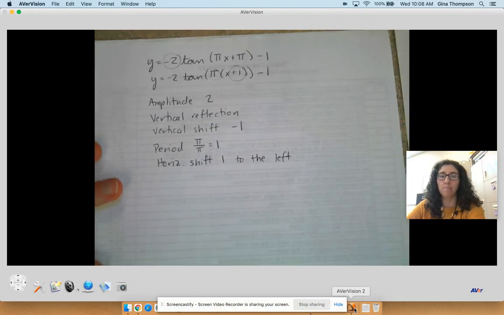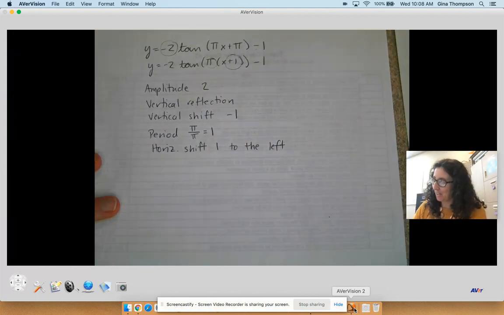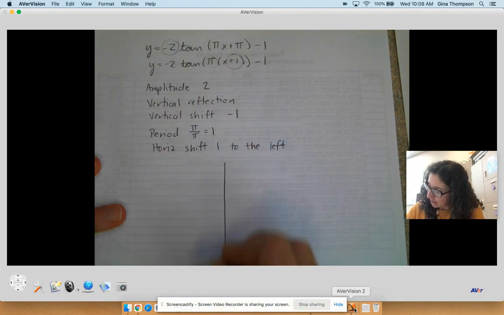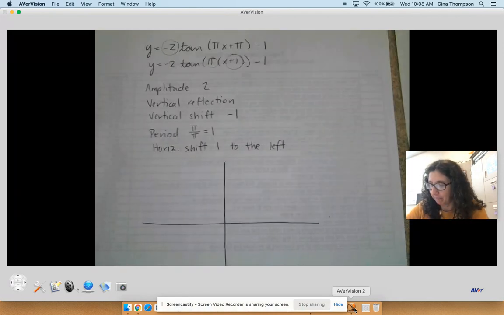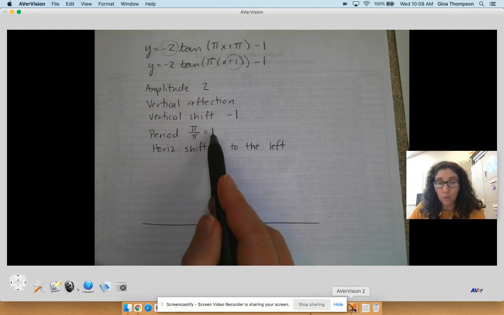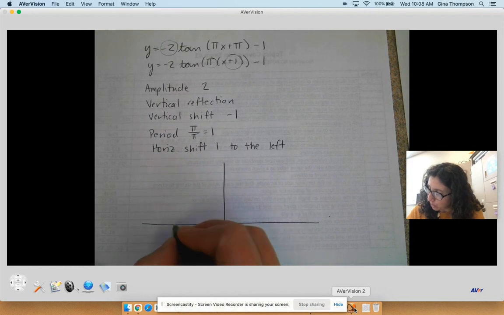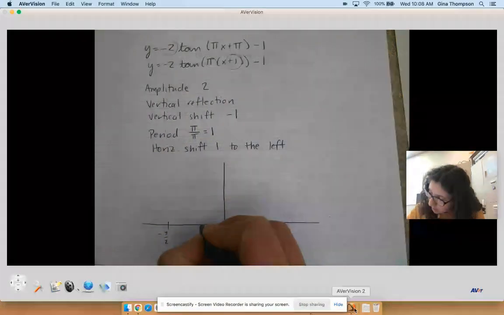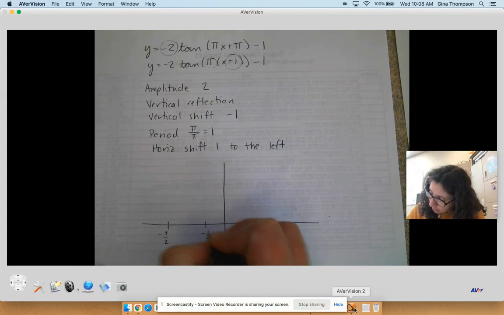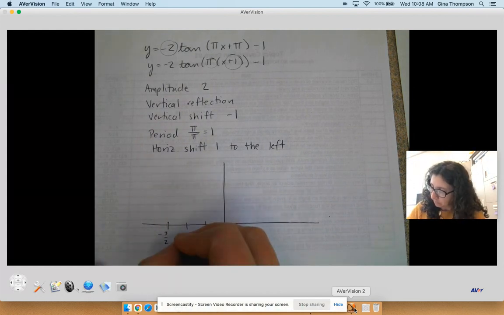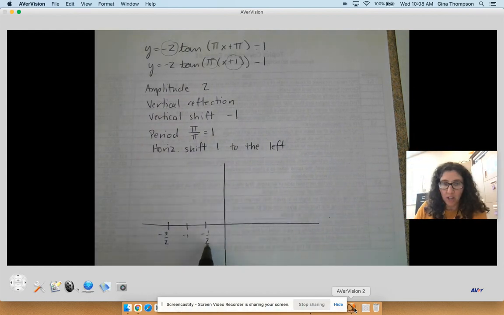Whew, this is going to be a pain. We got everything here. All right, so let's think. First of all, where's our period going to be? So if it wasn't shifted, our period is 1, and it would go from -1/2 to 1/2, right? But it is shifted. It shifted 1 to the left. So it's going to go from -3/2 to -1/2. Let's say that's 1 or -1. It's going to go from here to here.